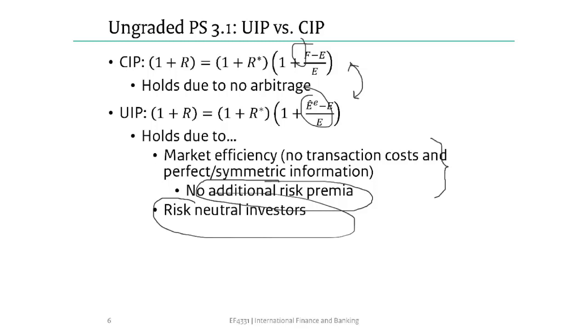The second assumption is risk-neutral investors. So the market efficiency allows us to swap F for E hat E, and the risk-neutral investors allow us to restore parity. Okay, so whenever UIP is violated, there are going to be investors that come in and will want to maximize expected profits, carry trade profits, by going long and going short on certain currencies, and make that profit that they expect will be positive.